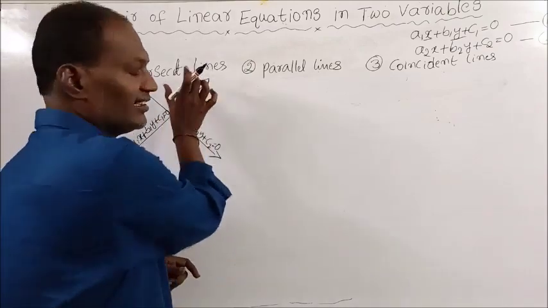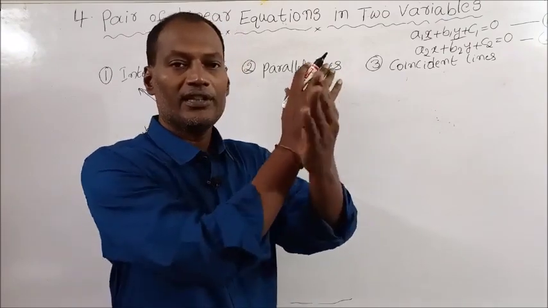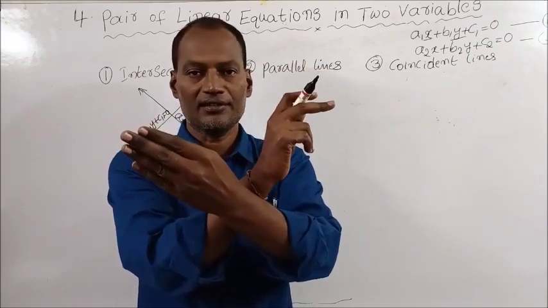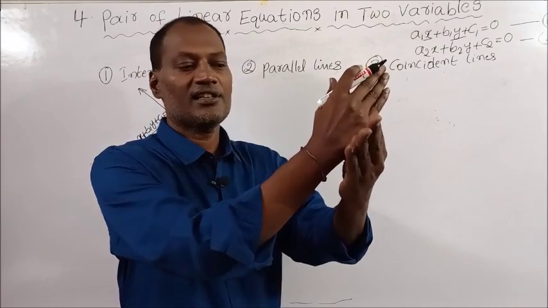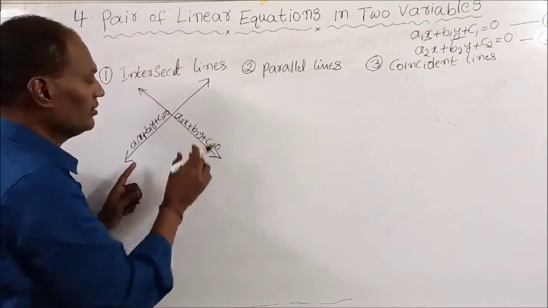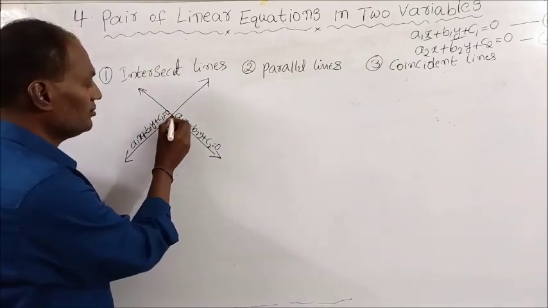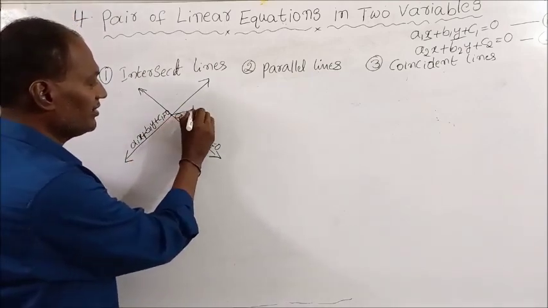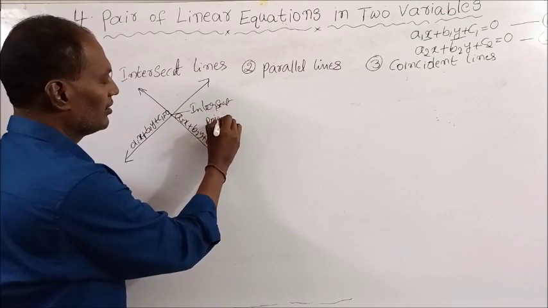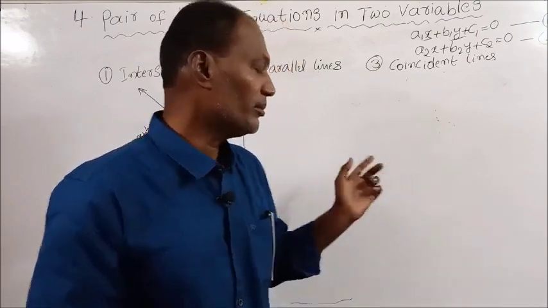This is the intersecting lines. It means two lines will intersect somewhere, like this. This is the intersection point where those two lines are crossing. This is one linear equation, this is the second linear equation. These two are intersecting here. This is the intersection point. This is one type of pair of linear equations.